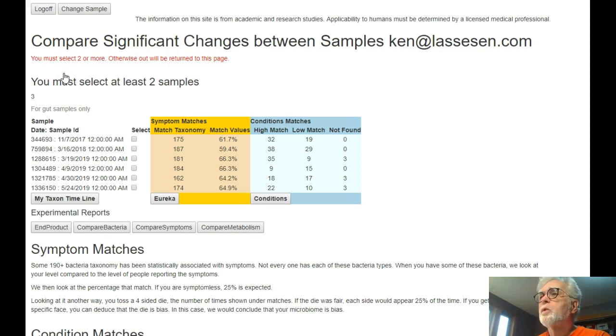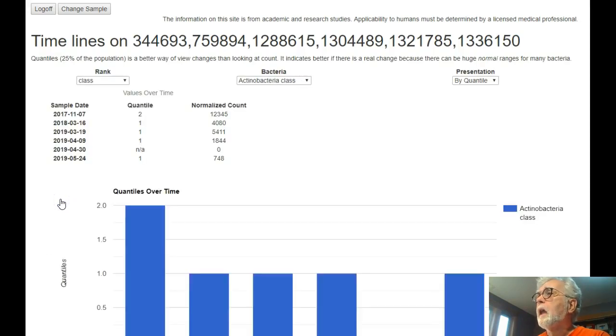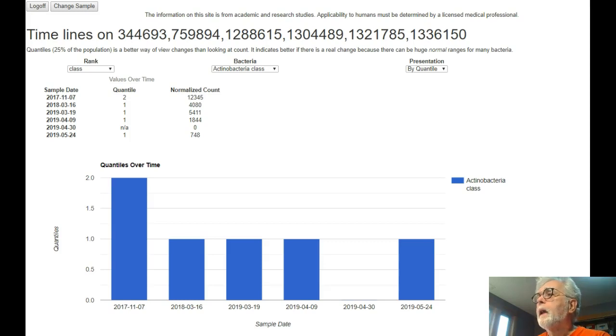The submenu shows you a whole bunch of examples. Go and select the ones you're interested in. For purposes of this demo, I'm selecting everything. Here is a new feature, My Taxon Timeline. Let's click and see what happens. Okay, and now we have a table and a chart appears.